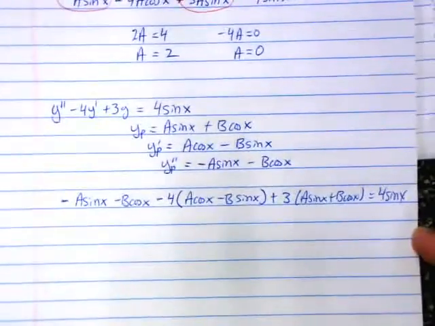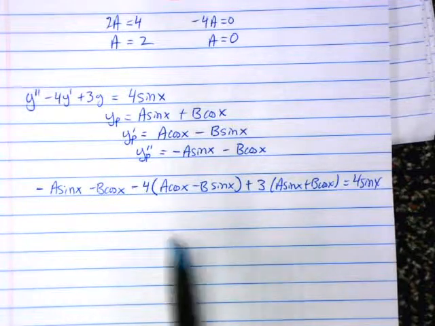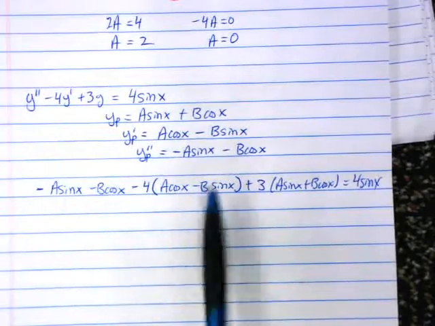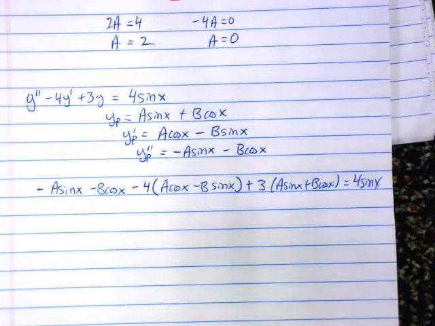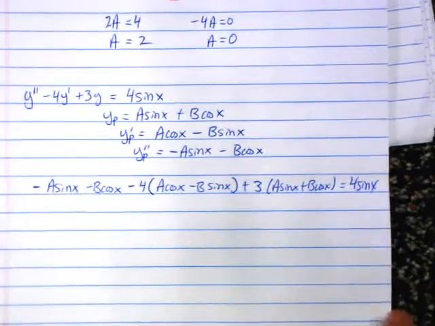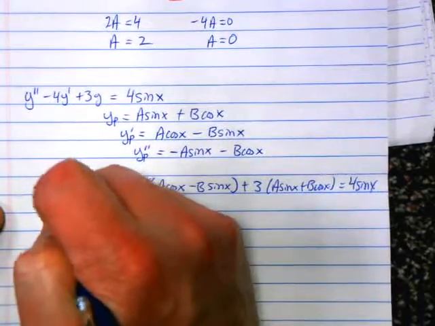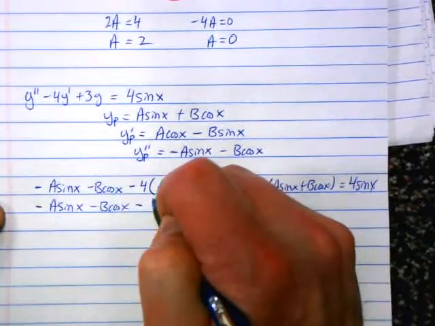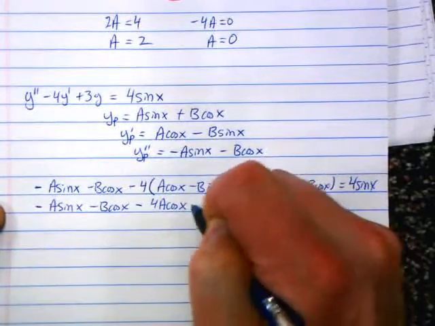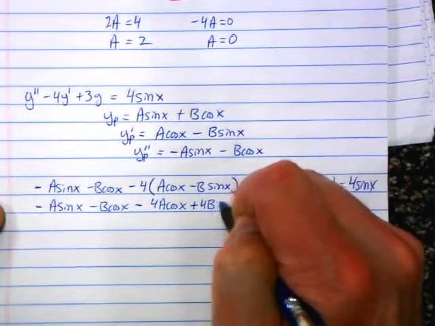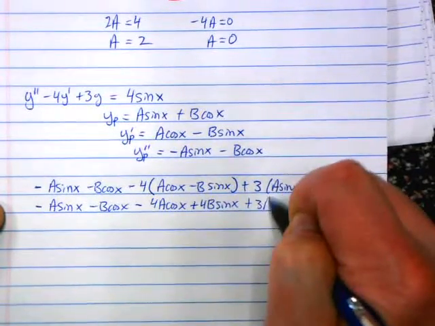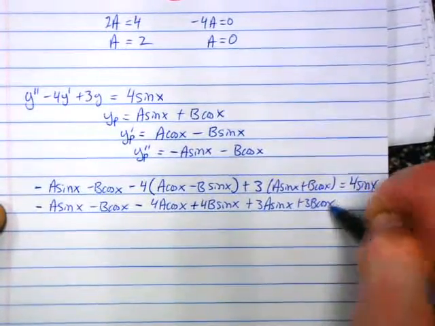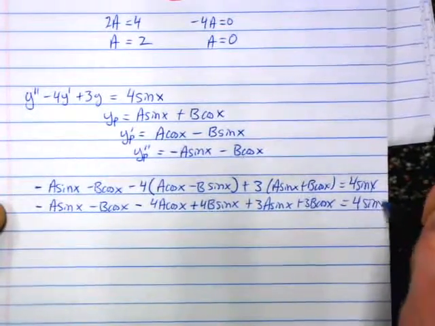Kind of long, but not terribly difficult. What we need to do now is run these coefficients through, and then gather up all the things that have sines, gather up all the things that have cosines, and put them together. So a lot of algebra, not much calculus. Minus a sine x, minus b cosine x, minus 4a cosine x, plus 4b sine x, plus 3a sine x, plus 3b cosine x equals 4 sine x.